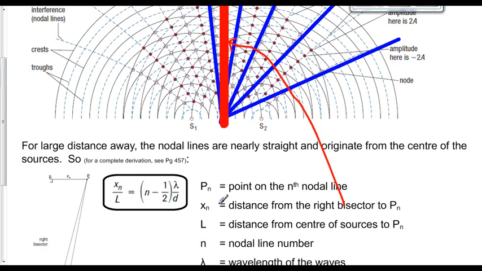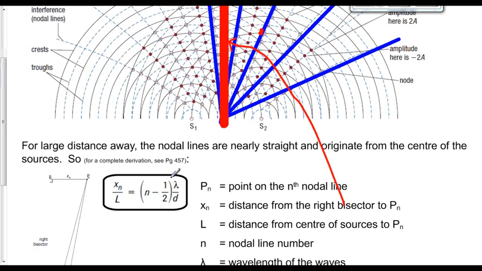So at any point Pn on the nth nodal line, let's say right here, so this would be our second nodal line now, we just measure the distance. This tells me how far away I have to be from this right bisector to be at a point on the nodal line. So this tells me where the water would be still, where the sound would be quiet, where the light would be dark. Some really cool things that we'll look at when we go further on in light.